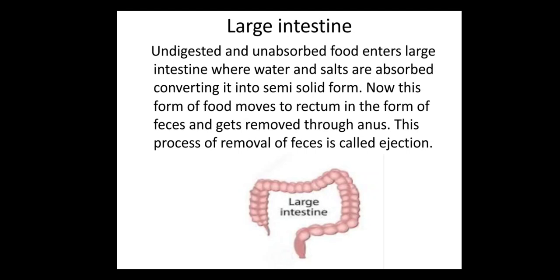Next part is large intestine. Undigested and unabsorbed food enters the large intestine, where water and salts are absorbed by its walls, converting it into the semi-solid form. Now, this form of food moves to rectum in the form of feces and gets removed through anus. This process of removal of feces is called egestion.